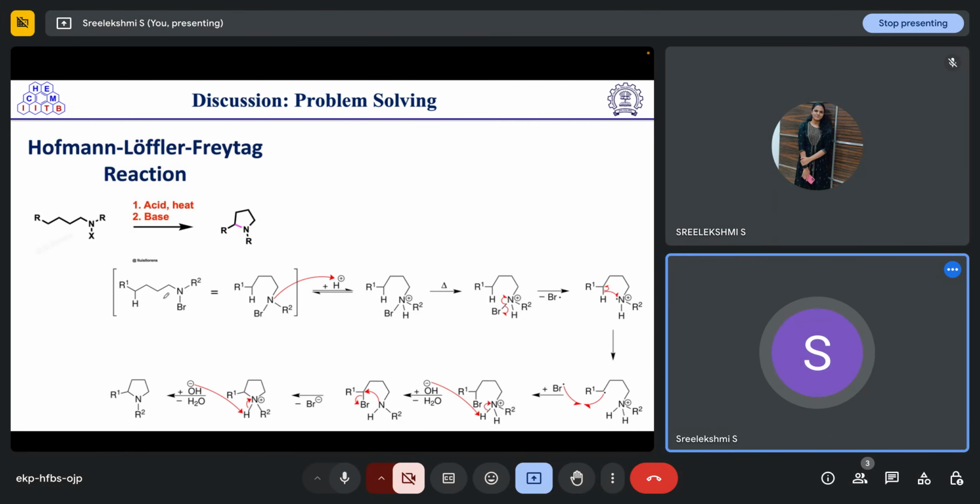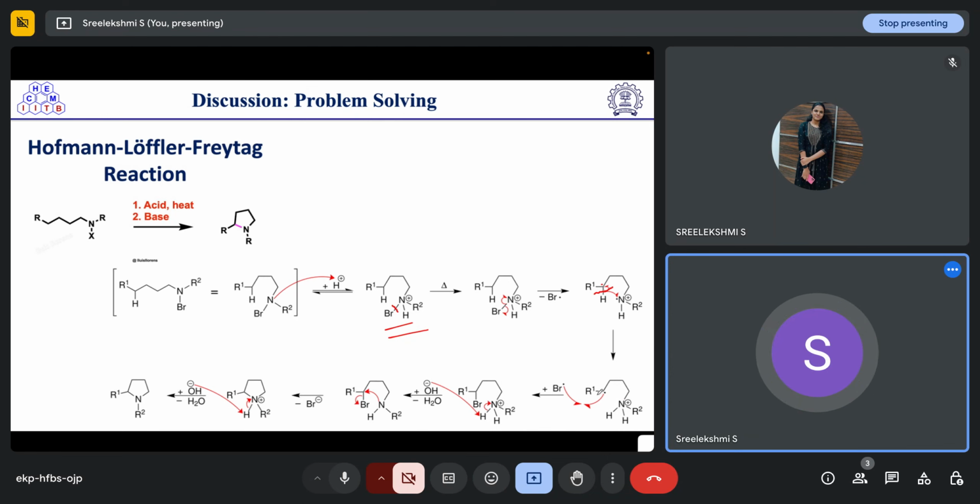So what is happening here is that first this amino compound will get protonated to form this species, and upon heating this nitrogen-bromine bond will undergo homolytic cleavage to form this radical. Then this bond undergoes homolytic cleavage to form a radical over this center. So these two radicals can combine, or this proton will be taken up by this nitrogen to form this N plus, and here one radical will be left.